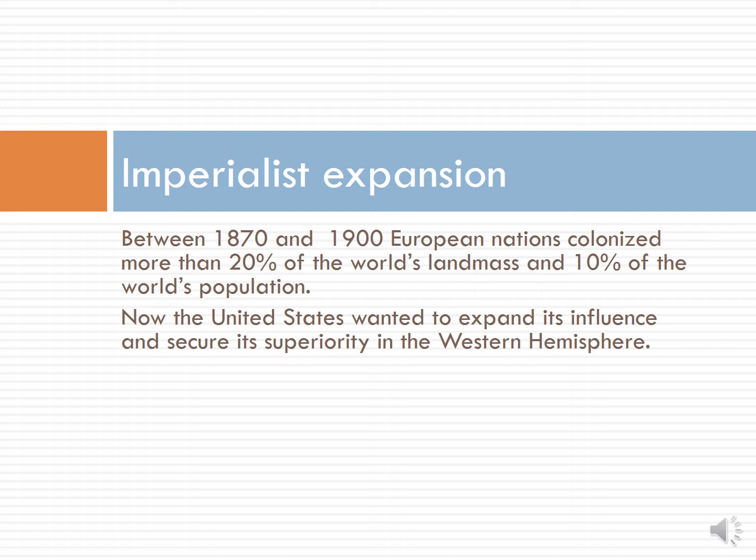So the United States is really looking to Europe as an example for imperialist expansion. There are a number of reasons why people want to expand the United States influence, and we'll get into those later on. But for now, just understand that this is an example that the United States is following, as European nations had been doing this for quite some time throughout the 19th century. And even before, you could argue, in the Americas.